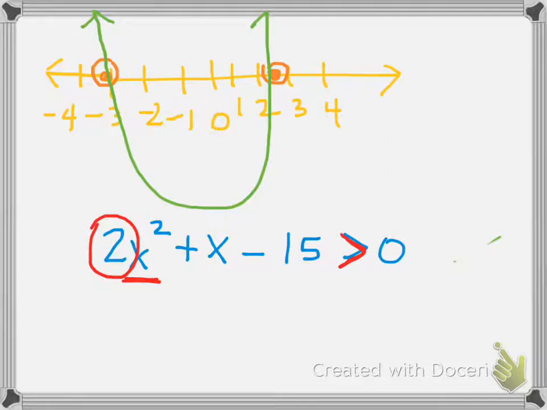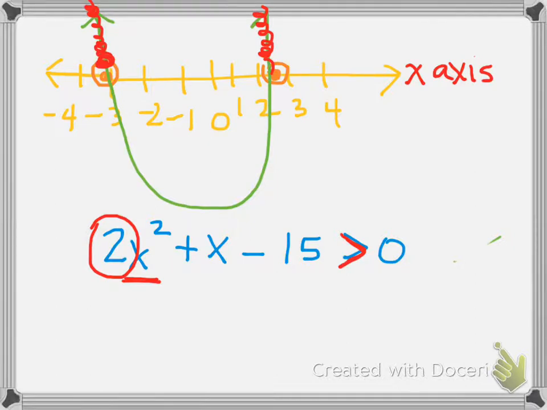The next part is how you finish and get your answer. So this problem says I want 2x squared plus x subtract 15 is greater than 0. The greater than is the part you're focusing on now. So this part of the graph is greater than 0. If this is the x-axis, basically it's saying which part of the graph is bigger than the x-axis, or positive. The y values are positive. And that's where it's at.